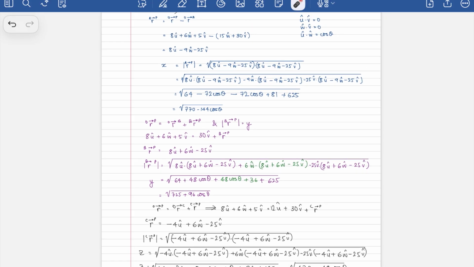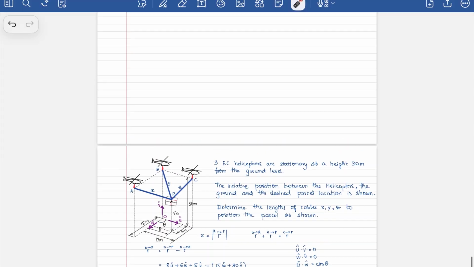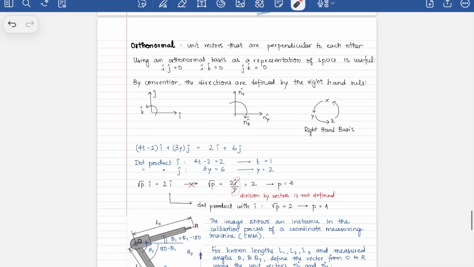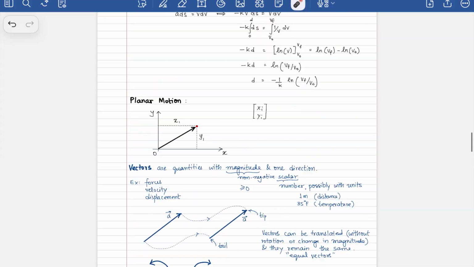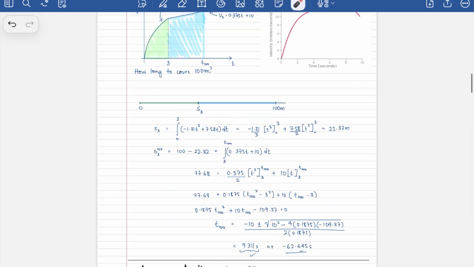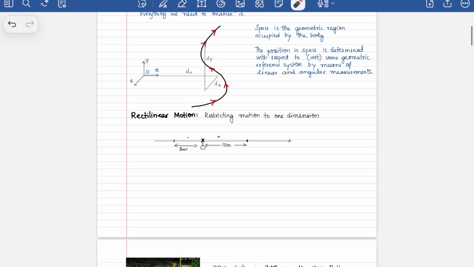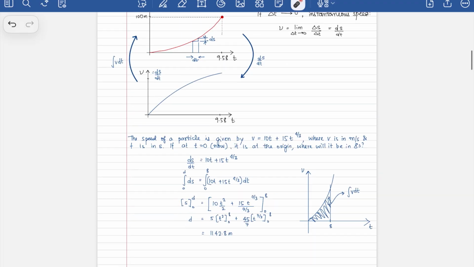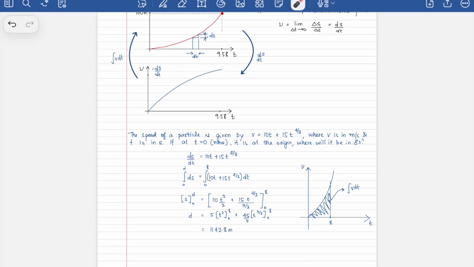So I hope that this is a good review of all things vectors. In the next session, we're going to look into differentiation and how it relates to one-dimensional situations and cases where your vector itself is changing and so on.